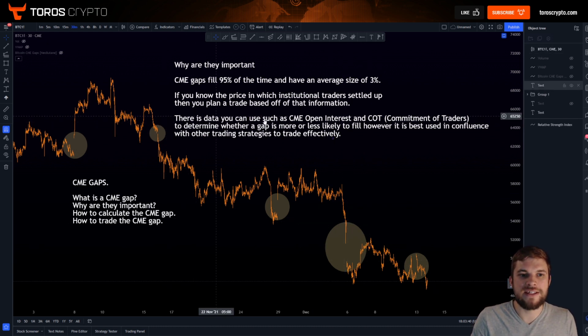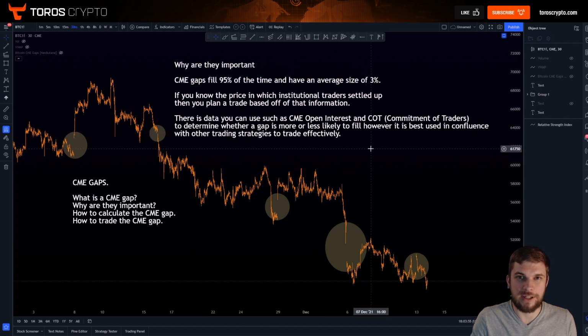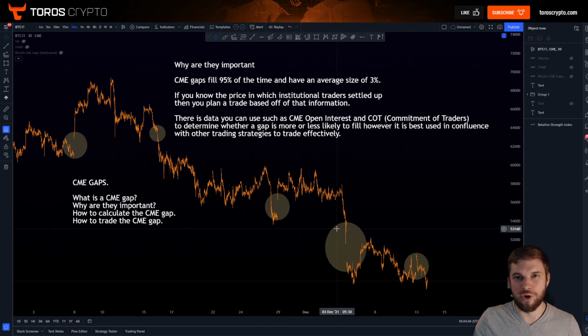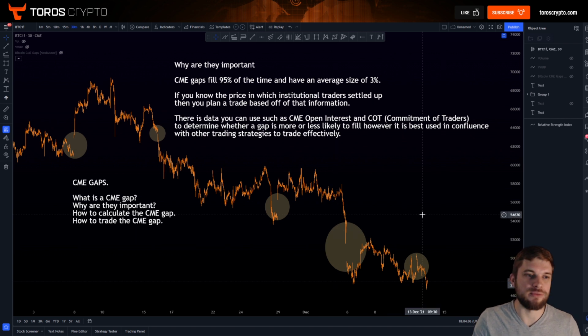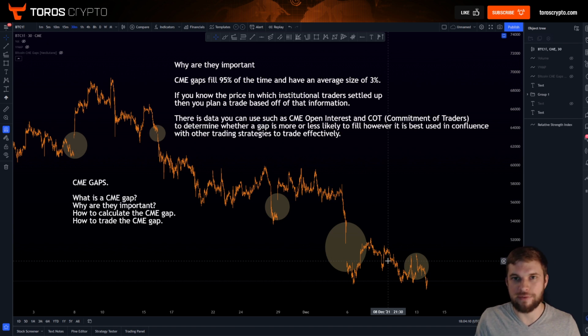However, there is data you can use, such as CME open interest and COT, which is the Commitment of Traders, which can determine whether a gap is more or less likely to fill. However, it is best used in confluence with other trading strategies to trade effectively. Okay, so there's tons of other information that you can get from this, but very simply, it is more often seen that it is that self-fulfilling prophecy of these gaps being a good level that a lot of the market are looking at.